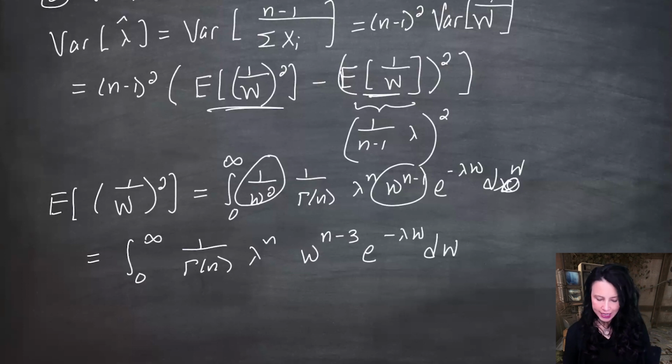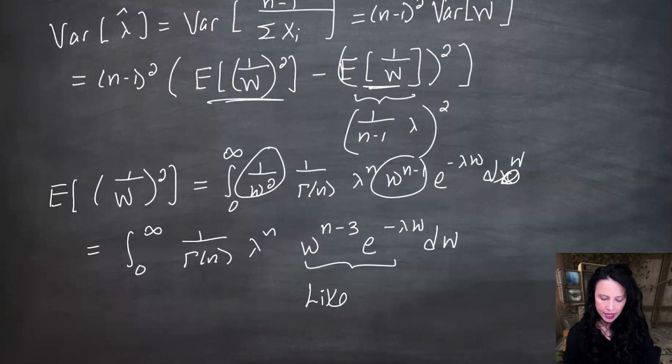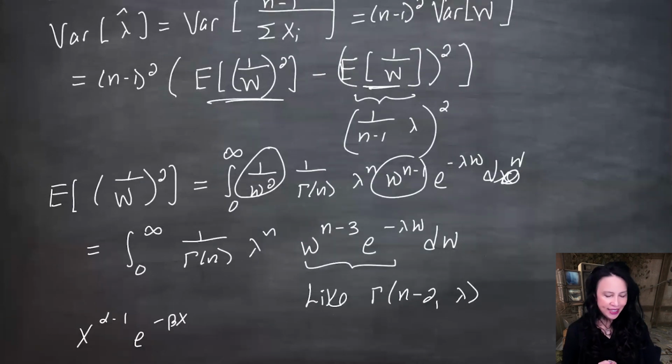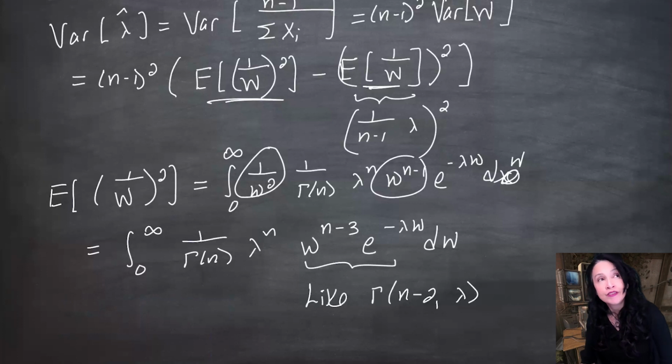And I'm going to ignore the constants and just look at this and say that kind of looks like a gamma PDF again. This is like a gamma n minus 2, lambda PDF because I'm looking for x to the alpha minus 1, e to the minus beta x. So I have like x to the n minus 3, which is n minus 2 minus 1, etc. I do need my alpha to be greater than 0.